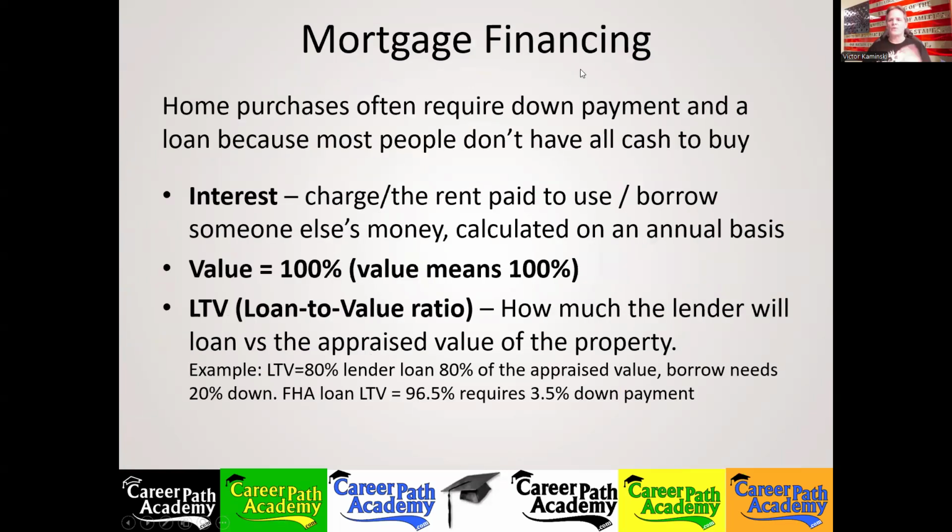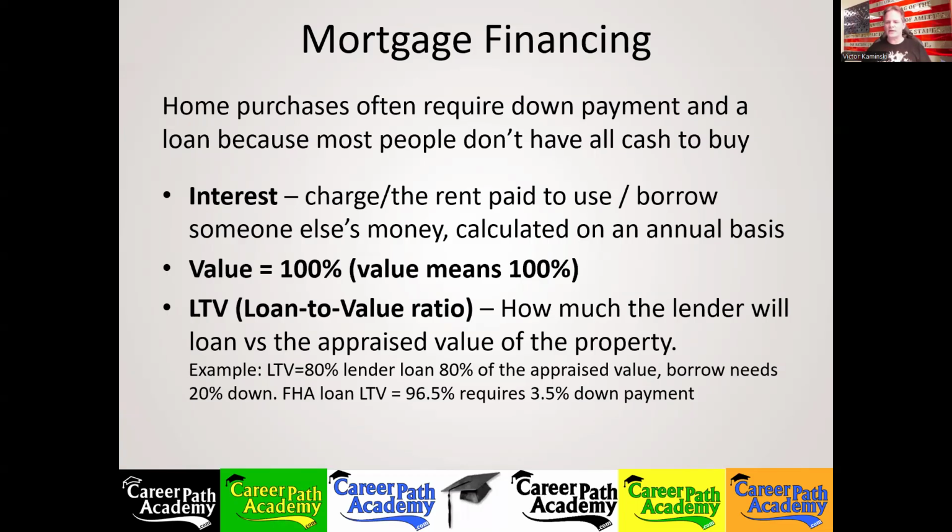So, with mortgage financing, home purchasers often require a down payment and a loan because most people don't have all the cash necessary to buy their house outright. So, in order to get a loan, lenders charge interest. That's what's in it for them. Interest is the rent. It's the charge, the rent to borrow and use someone else's money.